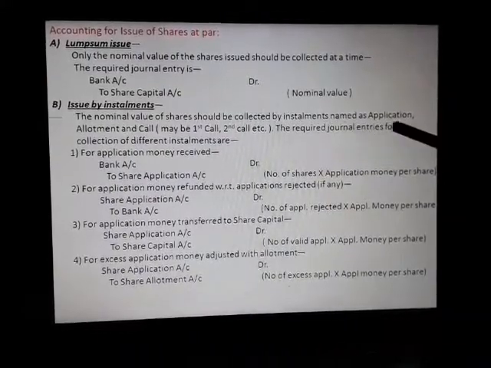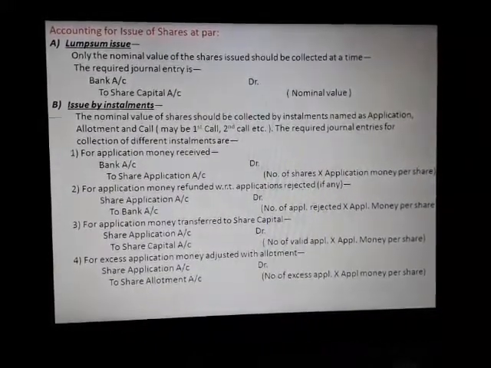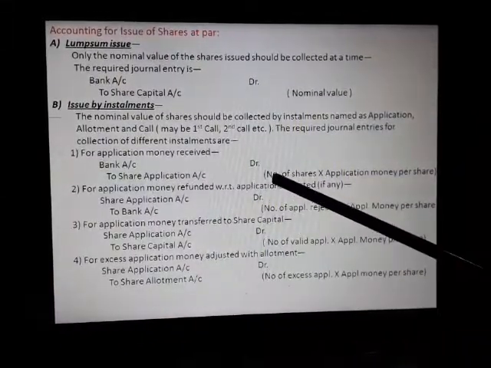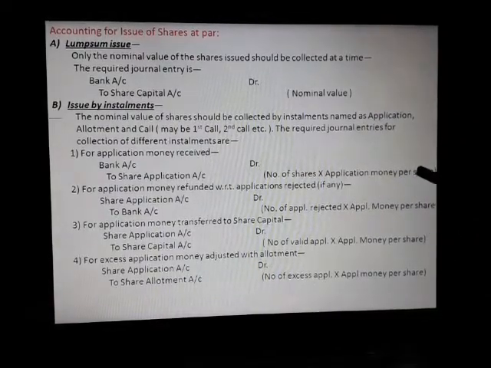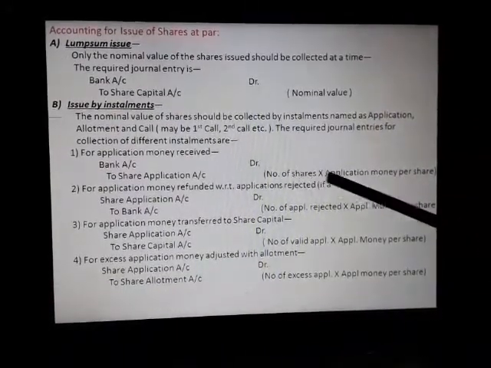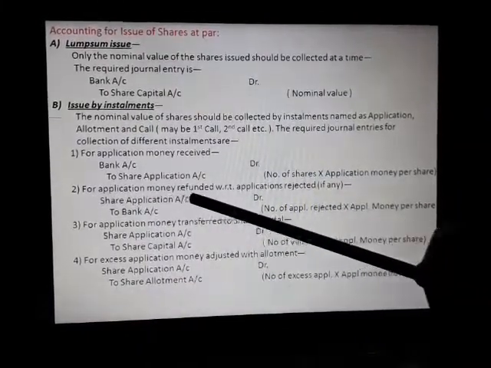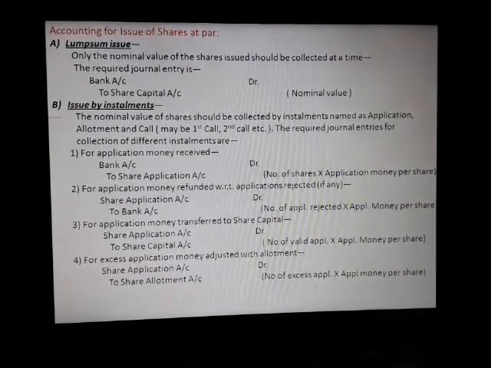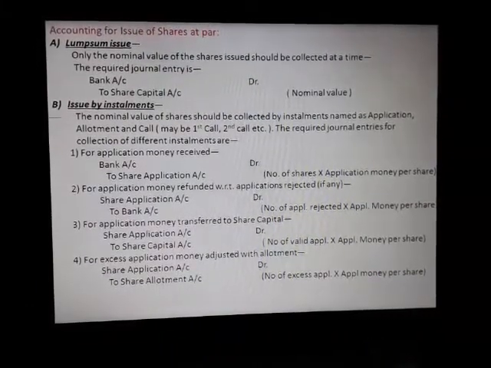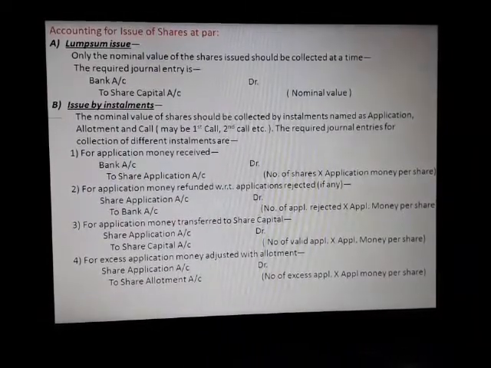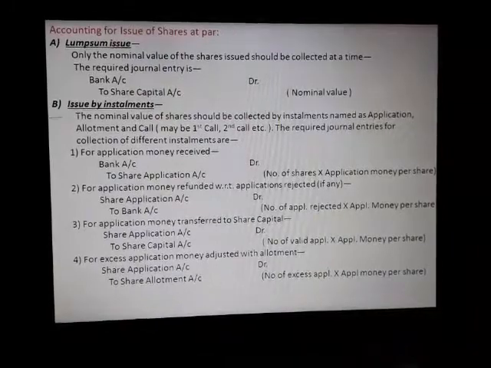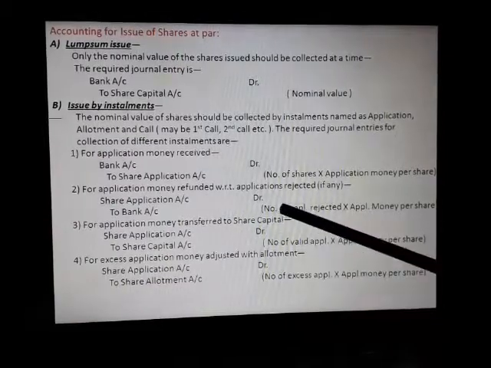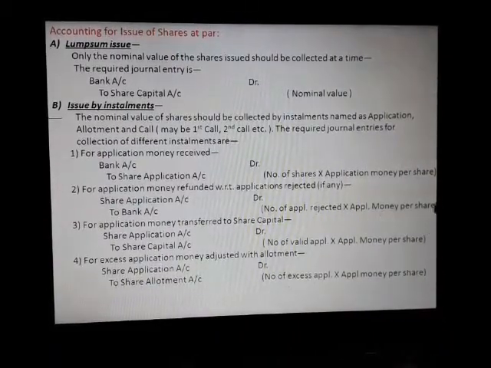The required journal entries for collection of different installments are: for application money received, the journal entry is bank account debit to share application account, number of shares into application money per share. Amount should be calculated in this way. For application money refunded with respect to application rejected, if there is any application that the company has rejected, then application money received with respect to those applications should be refunded, and the entry is share application account debit to bank account, number of applications rejected into application money per share.